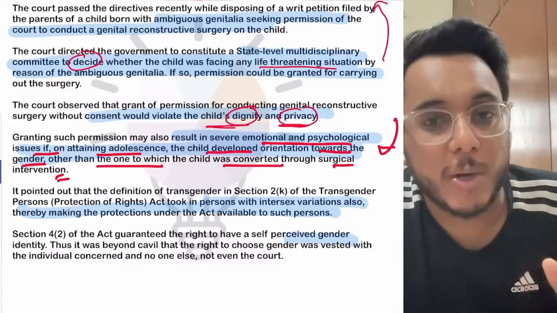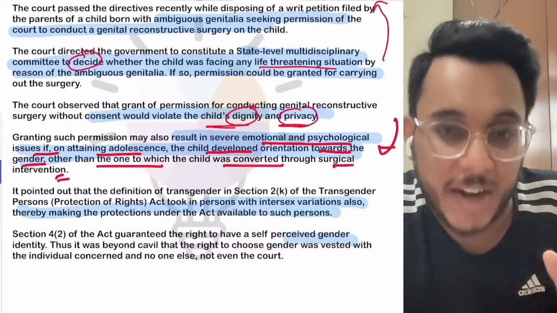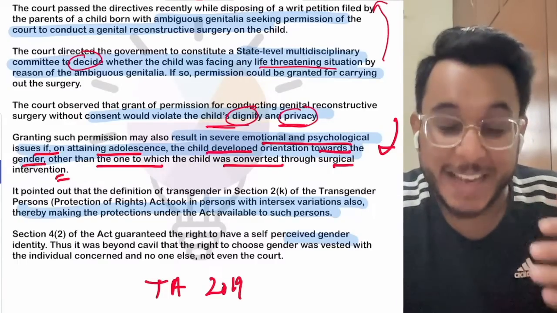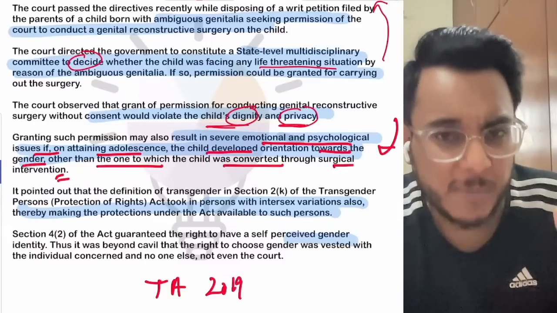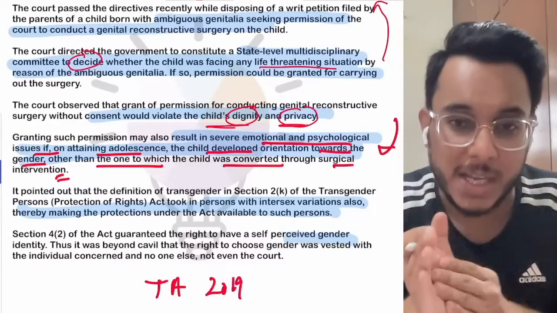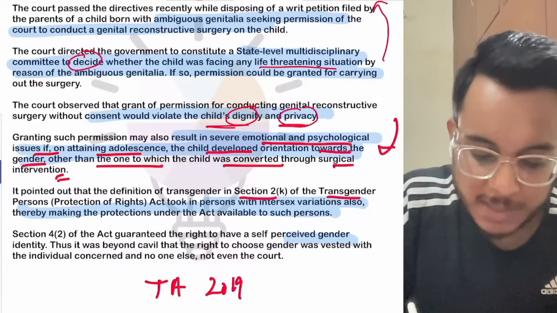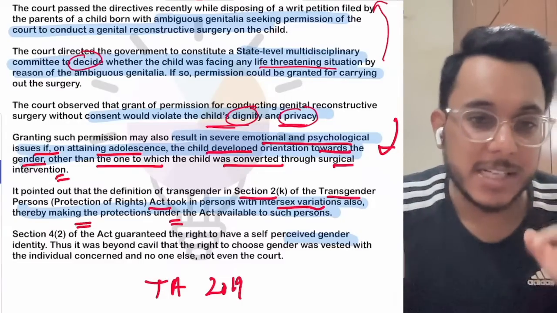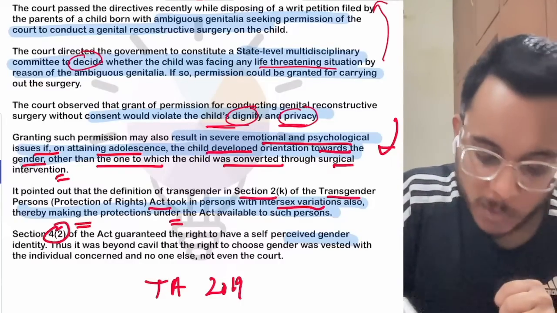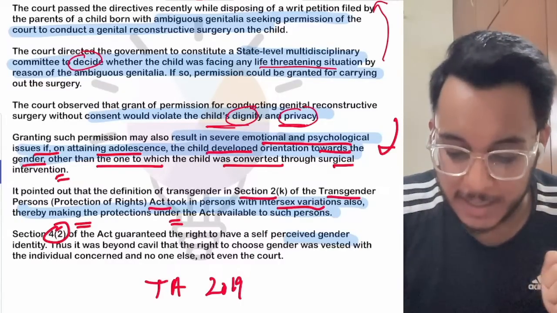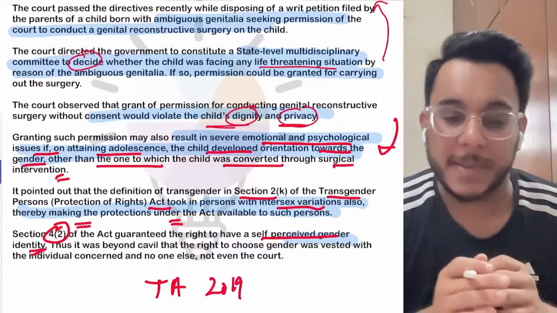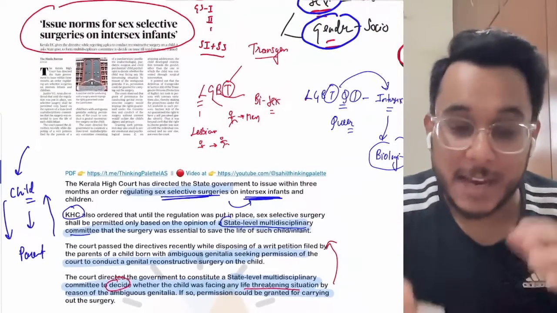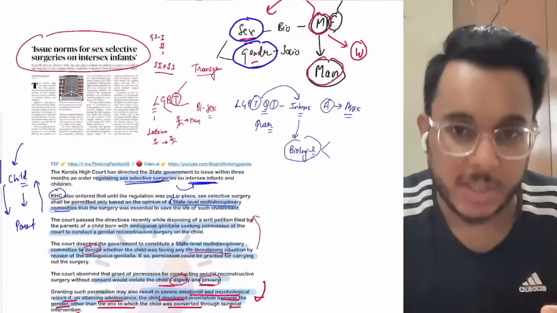Now, the Kerala High Court has also noted that there is already the Transgender Persons Act. We have the Transgender Persons Act 2019 to give rights to people who are intersex, lesbian, transgender, all. Section 2K provides that even people with intersex variations will be provided all the safeguards and rights. And Section 4 very clearly provides that every person has a right to a self-perceived gender identity. Whatever gender identity they want, they can have. So in later parts of life also, if a person wants, they can go for sex reconstruction surgery.